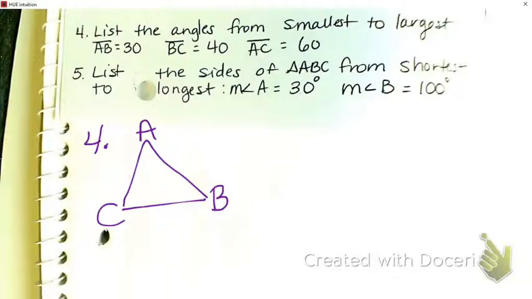Okay. In the example, it says that AB is 30. So I'm going to go over here and I'm going to put a 30 there. It says BC is 40. And it says AC is 60. So now that I have it drawn and I have my numbers on there, I think I'm able to put them in order. I'll give you a second to do that.